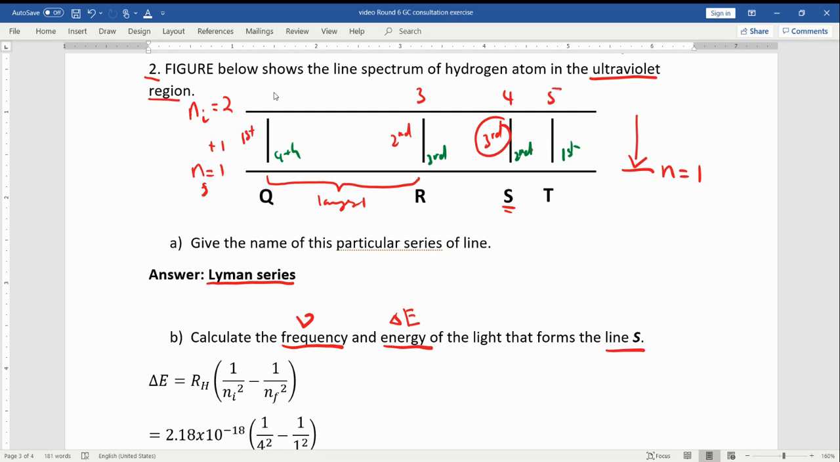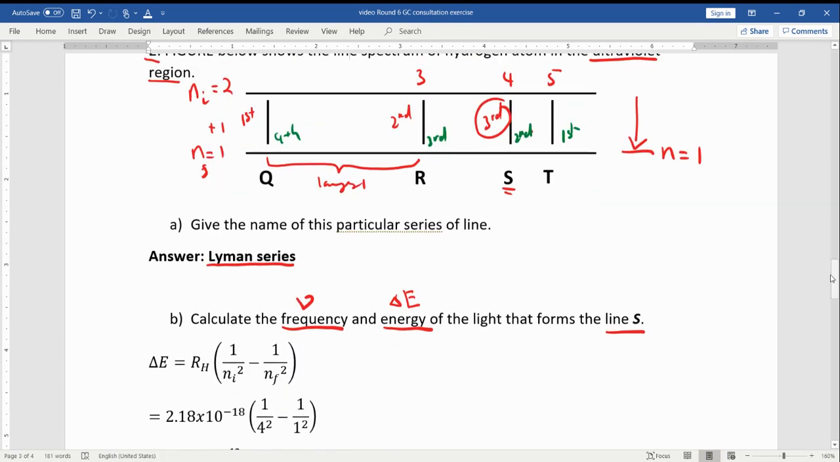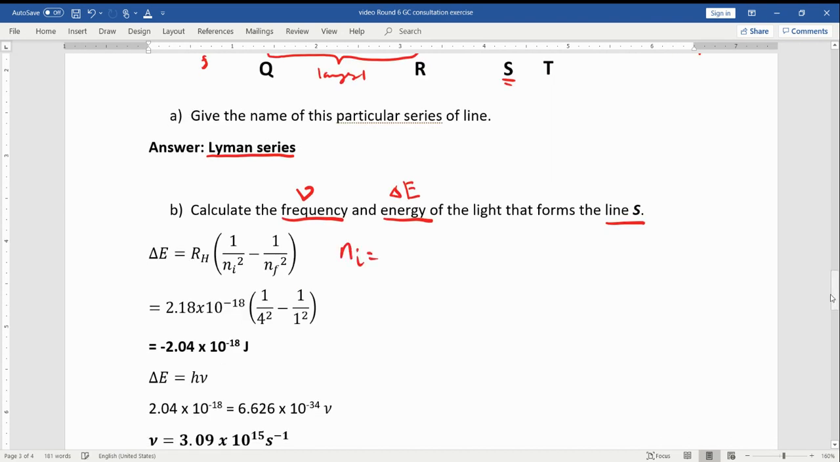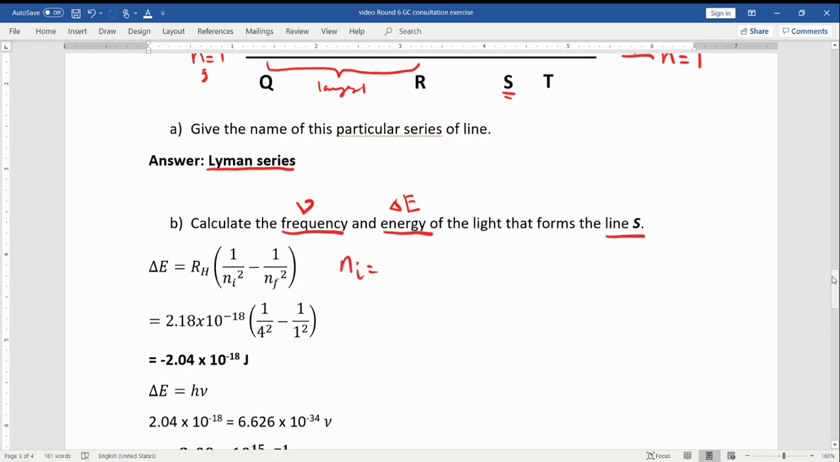If you want to calculate the energy, and you don't want to start with frequency, you can start with energy first because the question never asks to calculate the frequency first. So I'll be using energy. Finding n initial will be equal to 4 and n final equals 1, because this is the third line. 1 plus 3 equals 4.